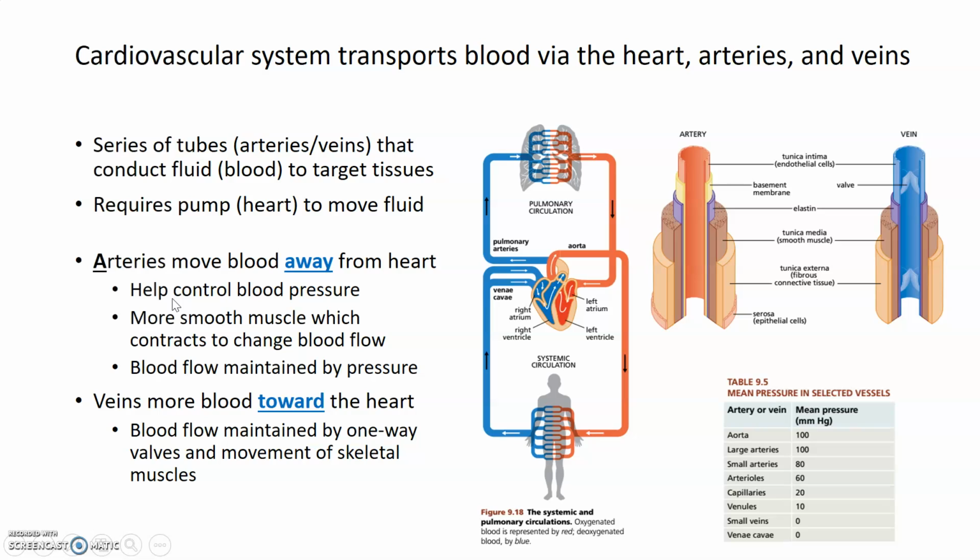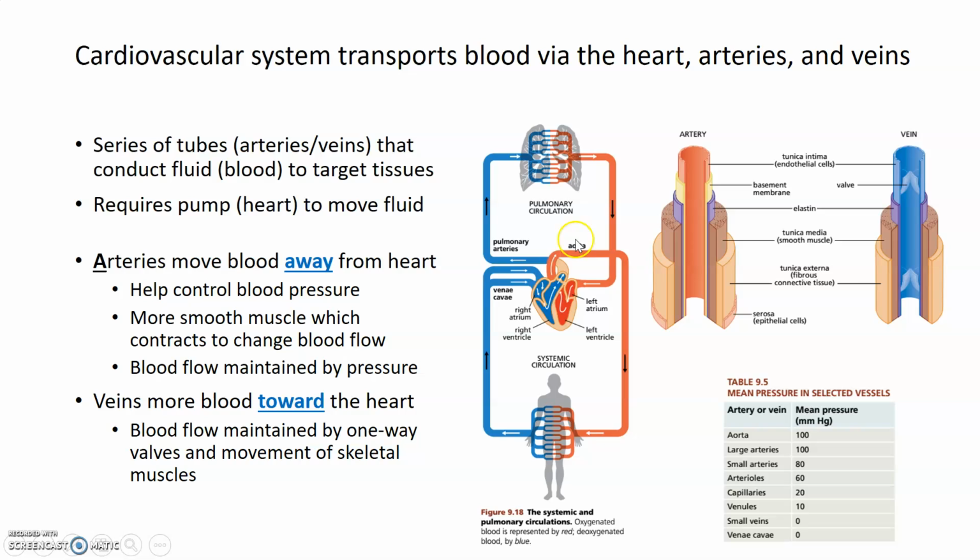Arteries also can contract and dilate to help control blood pressure. That happens through changes to the smooth muscle of the arteries. If that smooth muscle contracts or relaxes, it can change the blood flow in the artery. Usually the blood flow in arteries, as I said, is maintained by a constant pressure generated by the heart. And so blood flows relatively easily in arteries, whereas veins require a little bit extra in order to move blood back to the heart.